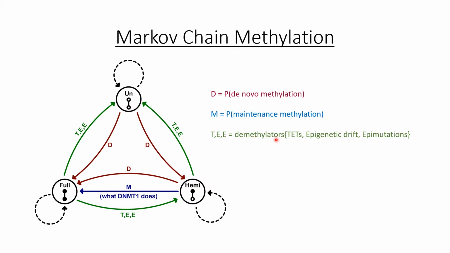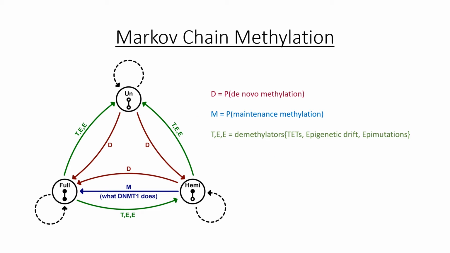There are three types: TETs, epigenetic drift, and epimutations. Now in this paper, in the science that they did, they took out TETs. They eliminated them from the system. But I kept them in here because if you don't take them out, they are a factor that demethylates your DNA in a system. Then there's epigenetic drift and epimutations. Epimutations are actually caused by DNMT1, very infrequently, but it does happen. Most of the time, DNMT1 is doing maintenance methylation. Anyway, those are the three choices for hemimethylated DNA. And there's fully methylated: remain fully methylated, go down to hemi, or go down to unmethylated through these demethylators.